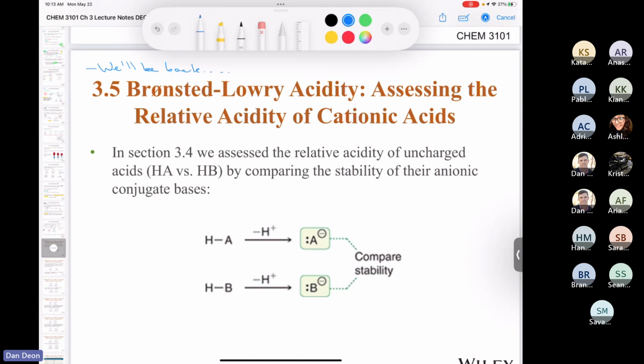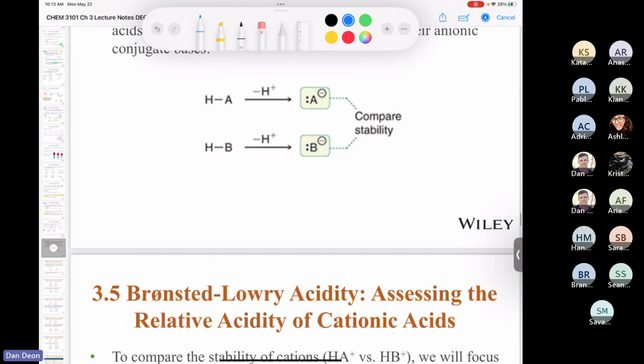So if you remember in section 3.4, the ARIO section, what we were looking at then was the stability of conjugate bases. And from that, we could determine the relative acidity of uncharged acids. So we said the weaker the conjugate base, the stronger the acid, the stronger the base, the weaker the acid, right? So now what we're going to do is flip it around. And instead of determining acidity and basicity looking at conjugate bases, we're going to look at their conjugate acids.